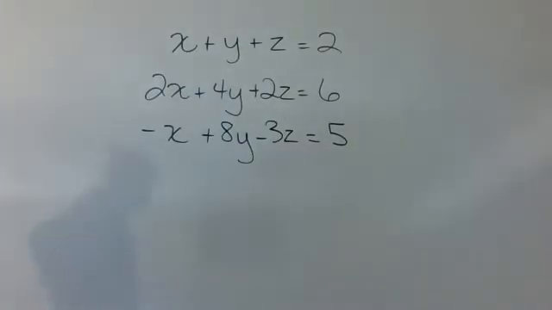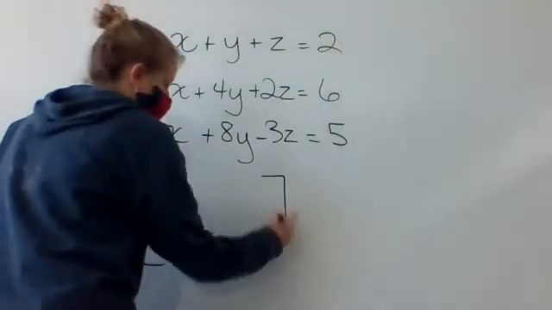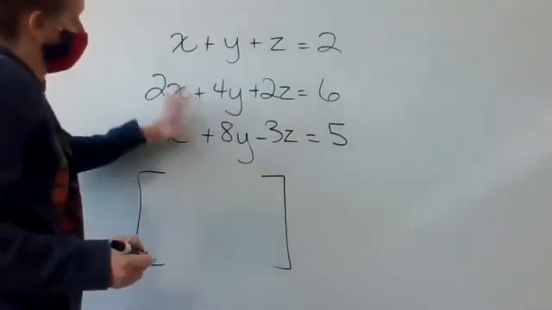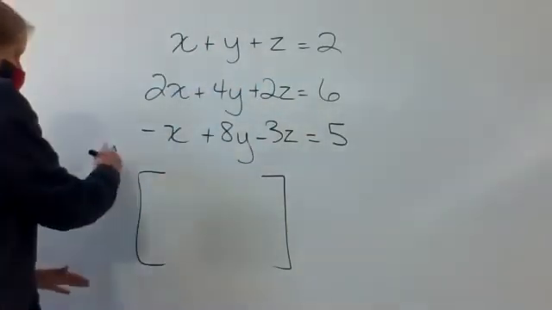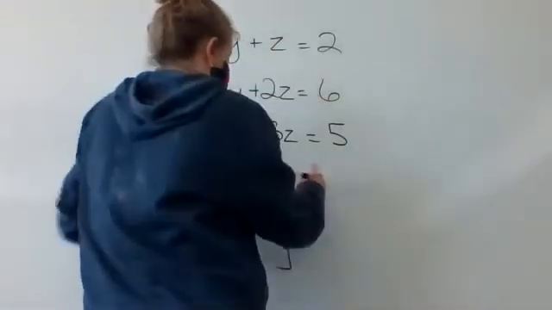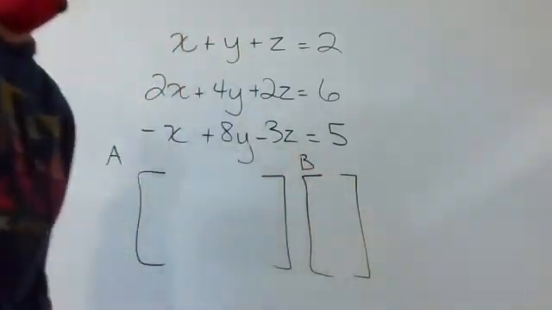I'm going to use the same method that I solved the other equations. So I'm going to make my matrices. The numbers on this side of the equal signs are going to create my matrix A. And then these numbers will create my matrix B, just like always.